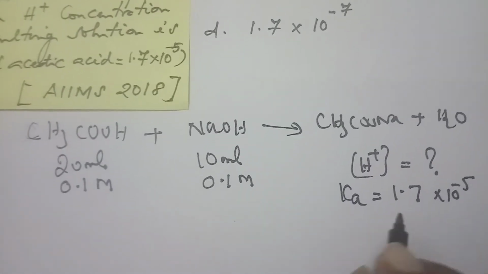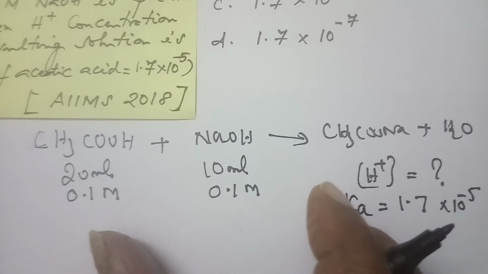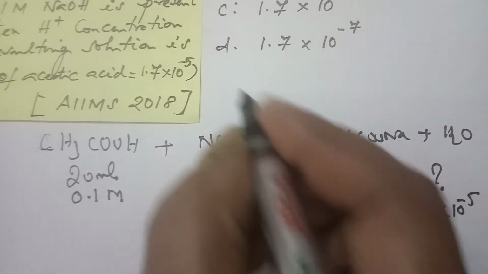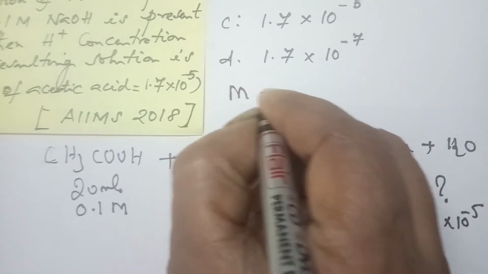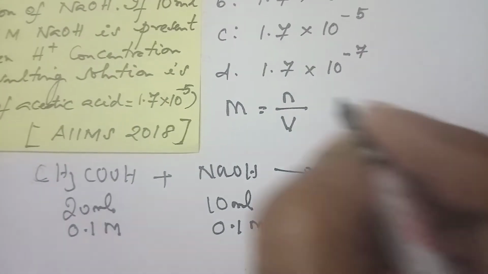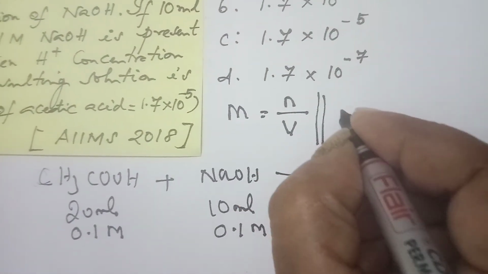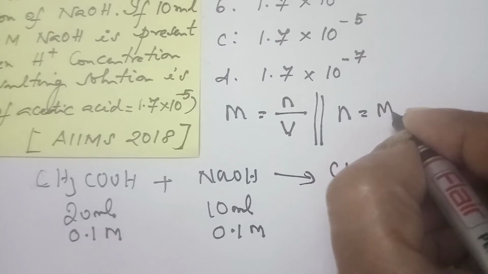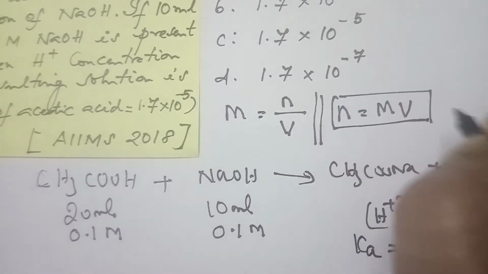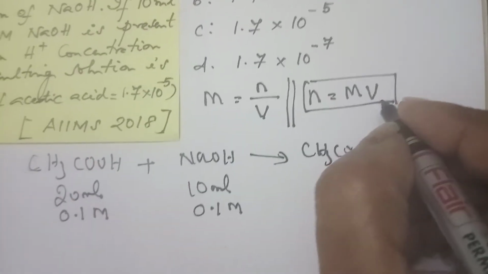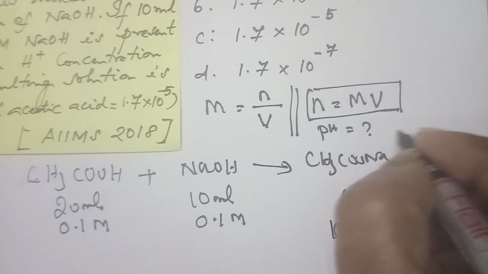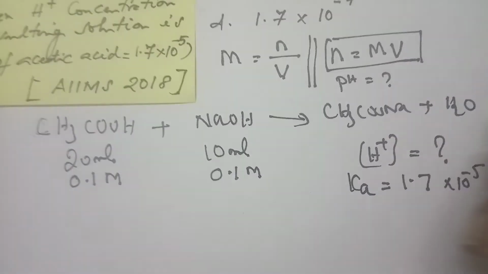Now let us see, this reaction requires 3 formulas. Let us see them one by one. The first formula is molarity is equal to number of moles divided by the volume of the solution. From that we can calculate n is equal to molarity into volume. This is the first formula I am going to use. The second formula is the pH calculation, the Henderson formula. And then the next formula is total pH. Let us see one by one.